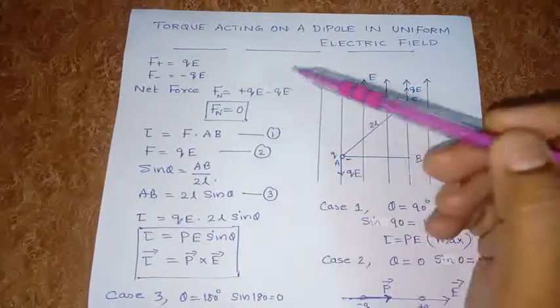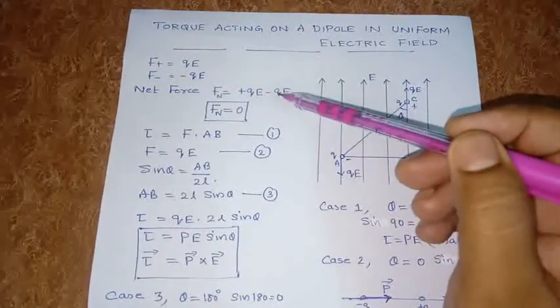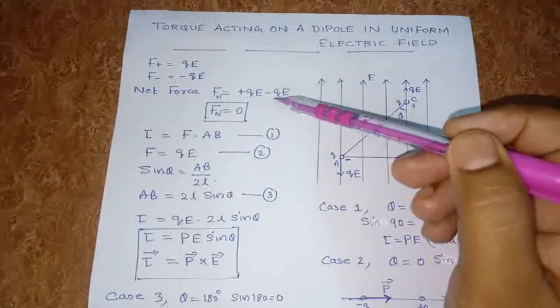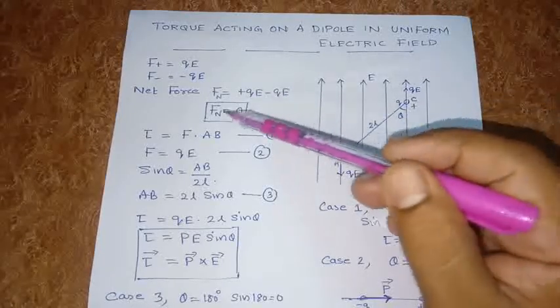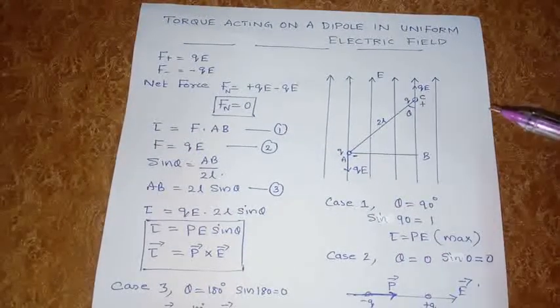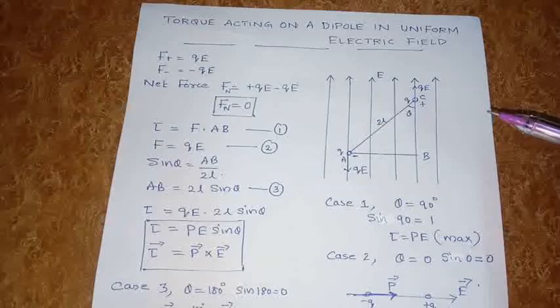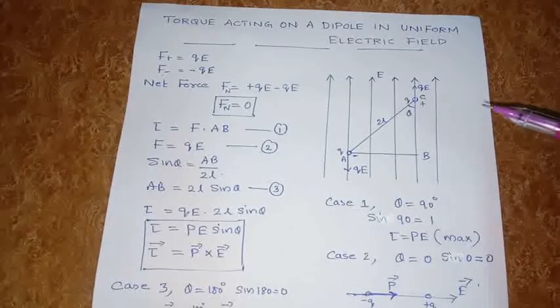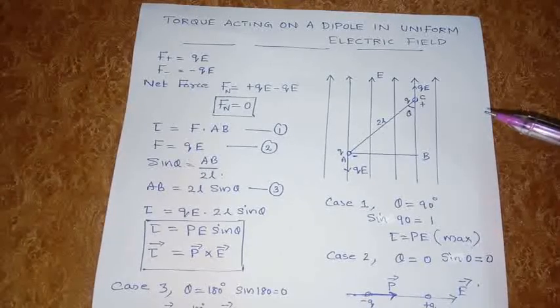Therefore the net force is QE upwards, QE downwards. They should be added up together. Since the downwards force should be subtracted, QE minus QE, net force acting on the dipole is equal to 0. The meaning is, when the dipole is placed in uniform electric field, it experiences no net force. We already studied this is a condition for translational equilibrium. So that means if a dipole is placed in uniform electric field, it will not translate because no net force is acting on the body.